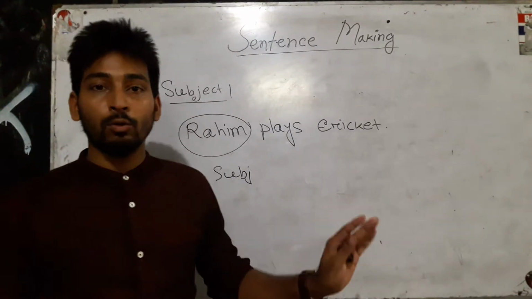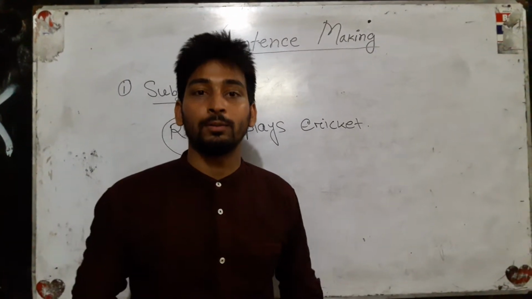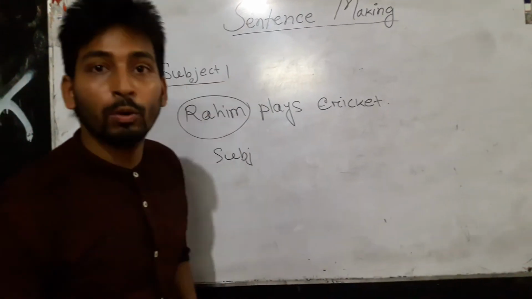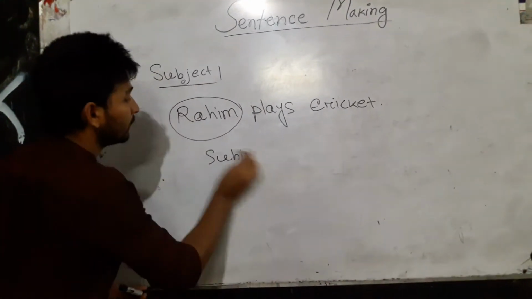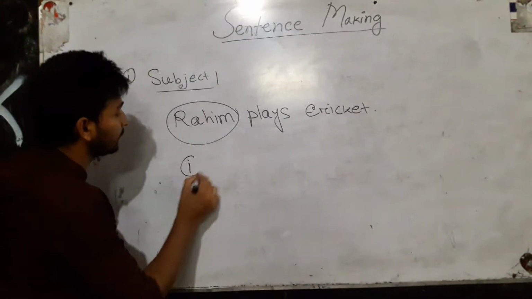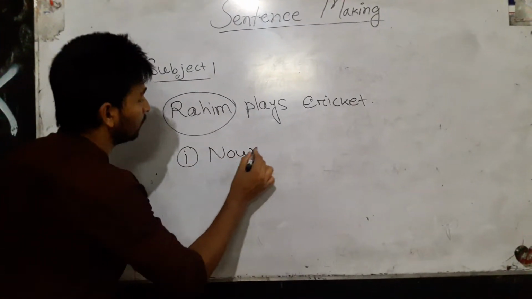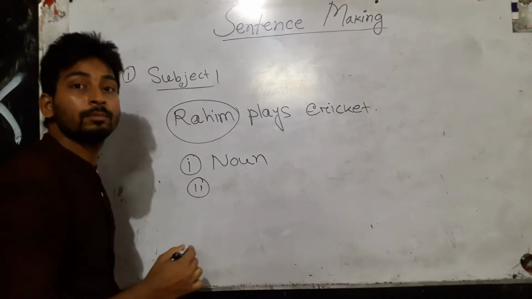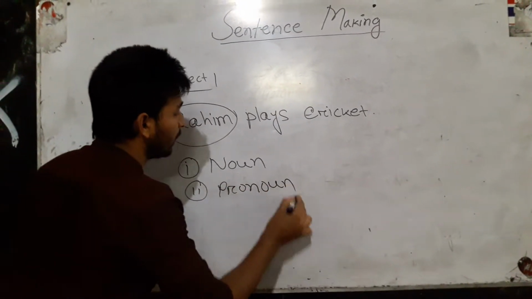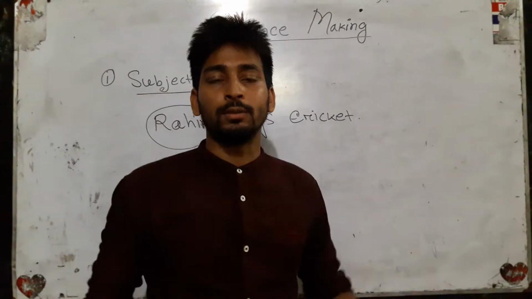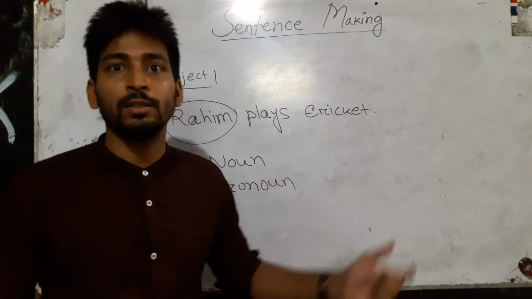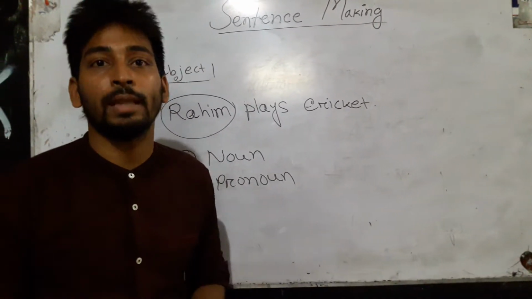Okay, and now subjects can be of two types. One is noun and one is pronoun. So what is a noun and a pronoun? The subjects are classified in two ways. One is noun and another one is pronoun. And what is a noun? A noun is a kind of name. Whatever name there is in this world, obviously that will be a noun.